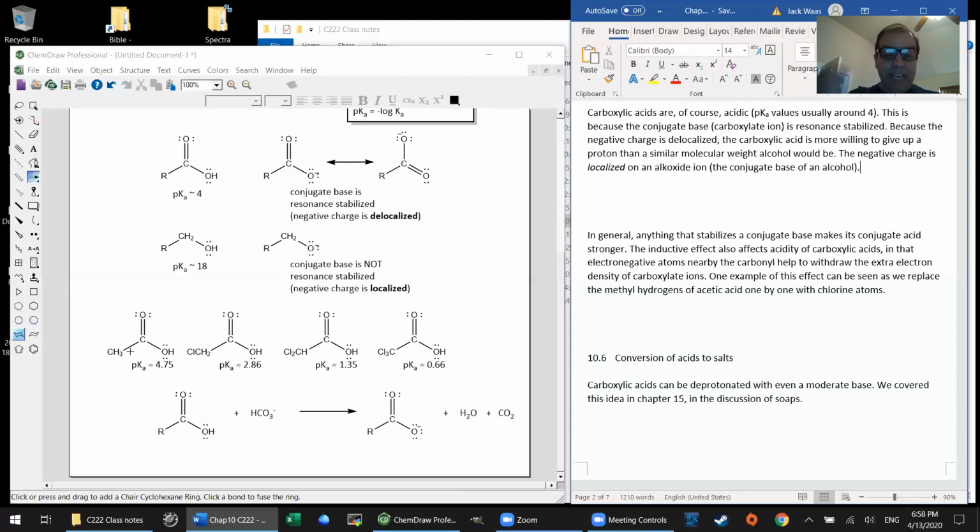And what I think you'll see is that the pKa goes down little by little. When we change one hydrogen to a chlorine, we go from 4.75 to 2.86. That's almost 2 orders of magnitude. So this acid is almost 100 times stronger than acetic acid. This one, somewhere between 10 and 100 times stronger still. And then trichloroacetic acid, a similar amount stronger still. pKa is way down at 0.66.